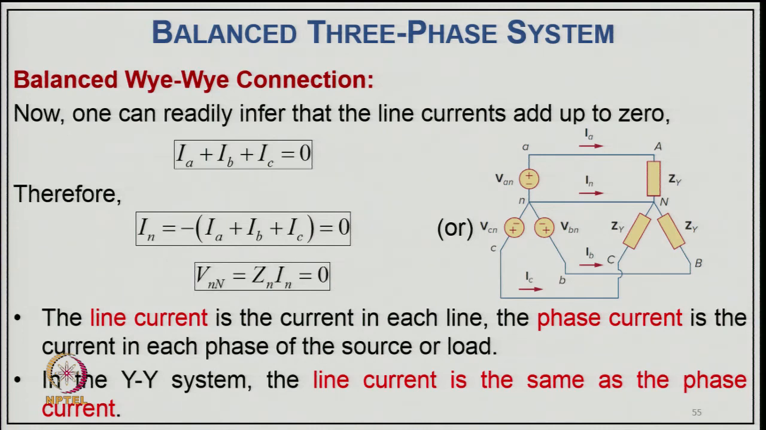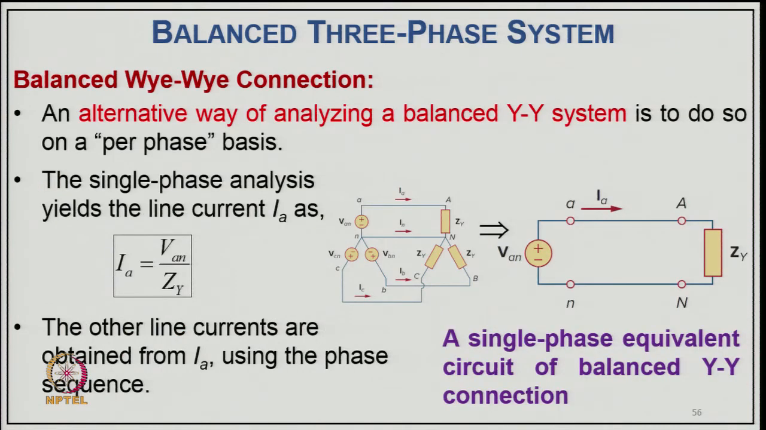In a star-star connection, of course, the line current is the same as the phase current, but in another configuration it may differ from the phase current. Now, an alternative way of analyzing the balanced star-star connection is to do it on a per-phase basis. This circuit can be presented per phase, between line and neutral, as you can see, and the single-phase analysis yields the line current as Ia equal to Van upon Zy. The other line currents are also obtained from Ia using the phase sequence, and the single-phase equivalent circuit of the balanced star-star connection is shown here.